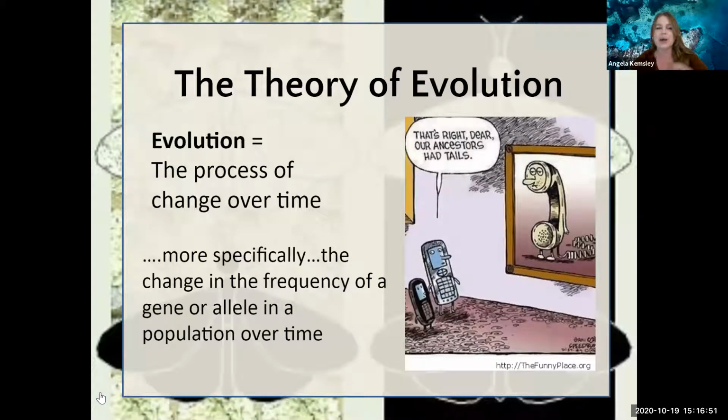Evolution in its simplest form is the process of change over time. And specifically for this class, we're going to be talking about evolution as the change in the frequency of a gene or allele in a population over time. And I want to point out that word population, because when we're talking about evolution, we're talking on the population level.